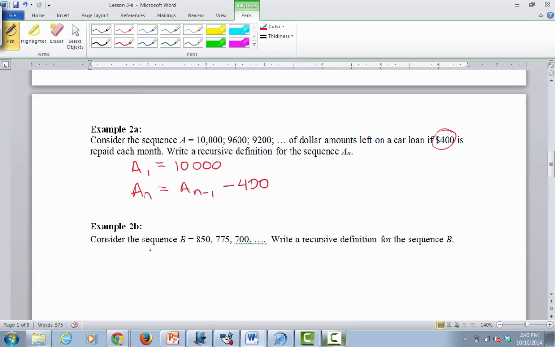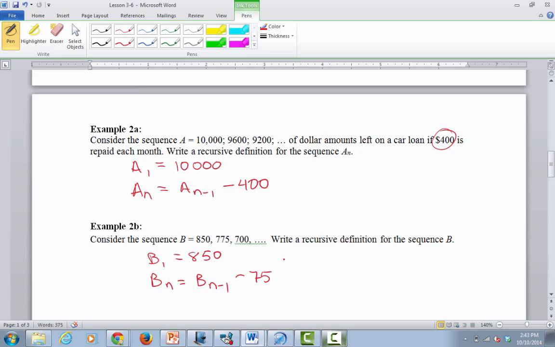My first one, B sub 1, should be 850. I hope that's what you guys have. Okay? And then B sub n is B sub n minus 1, and I think it's going down by 75 each time. Is that what you guys got? Yep. Okay. So this is like saying next equals last minus 75. Okay?